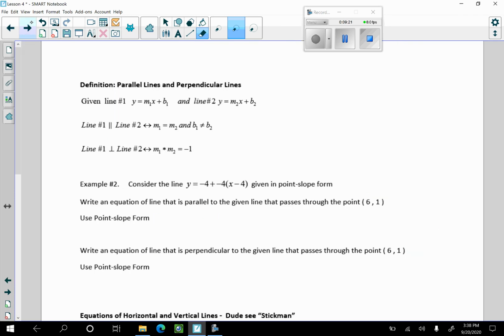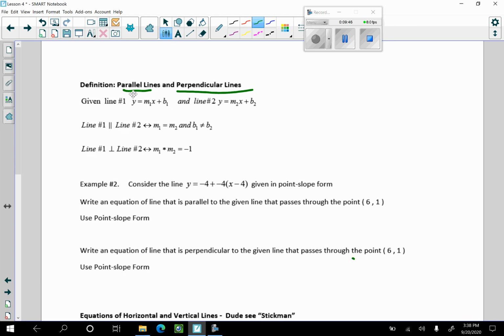Now we're going to define parallel and perpendicular lines. Given line number 1 is equal to m sub 1 x plus b sub 1, and line number 2 is m sub 2 x plus b sub 2. This is theoretical, abstract, because we don't really know the values of m sub 1, b sub 1. But that's okay. We will make it conceptual here in a moment.